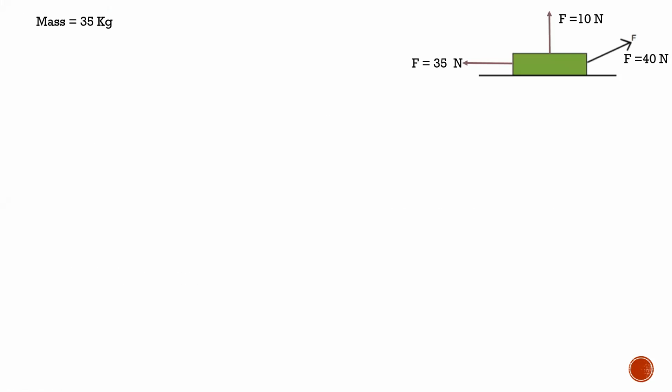The applied force, which is 40 Newton to the right. There's a friction force, which is 35 Newton to the left. And there's a normal force, which is 10 Newton up. And its mass is 35, or let's make it 3.5 kilogram.